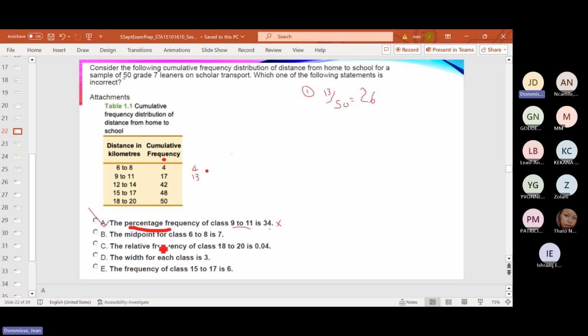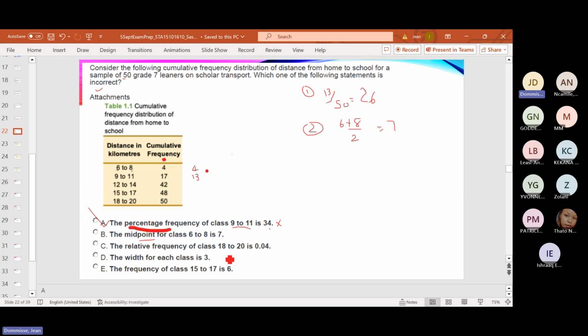Okay, but let's look at the midpoint. So how do we work out the midpoint? We will take the 2 bands, the 6 and the 8, and we will divide by 2. So the midpoint would have been 7. So again, we're looking for the incorrect one, which was that first one.